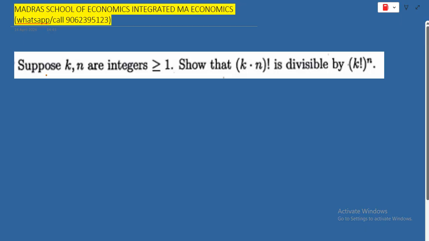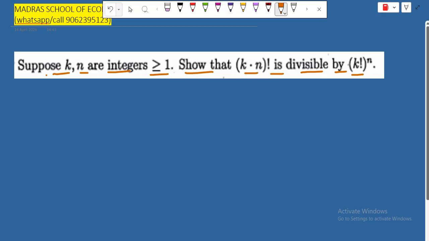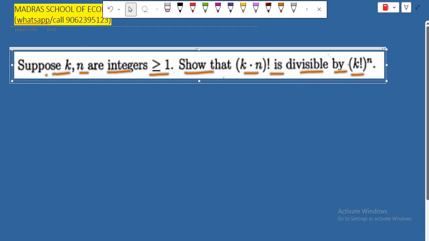The question says, suppose k and n are integers greater than or equal to 1. Then show that (kn)! is divisible by (k!)^n. Okay, so let's discuss this together.